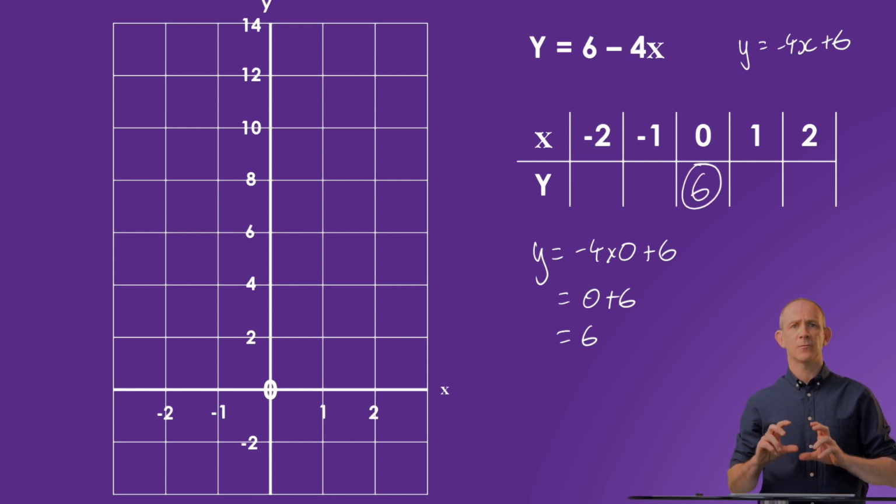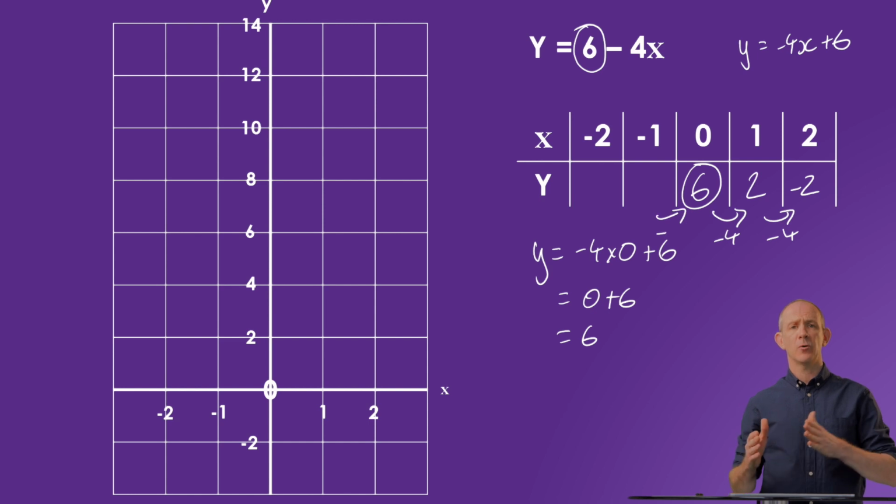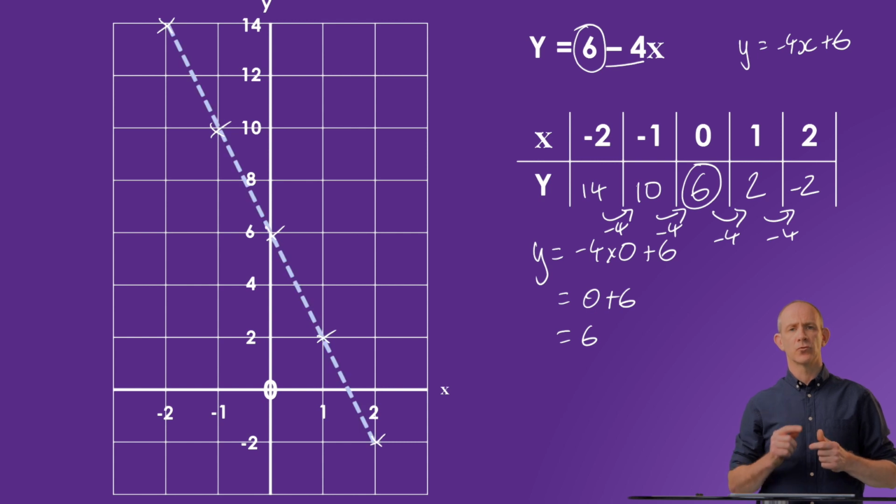Because it's a negative gradient, it will go down by 4 each time, so the next value will be 2, the next value negative 2, and if we go to the other side, to the left-hand side of the 0, we'd end up with the y value of 10 and 14. We can then plot these points onto the grid and then draw the line like this.